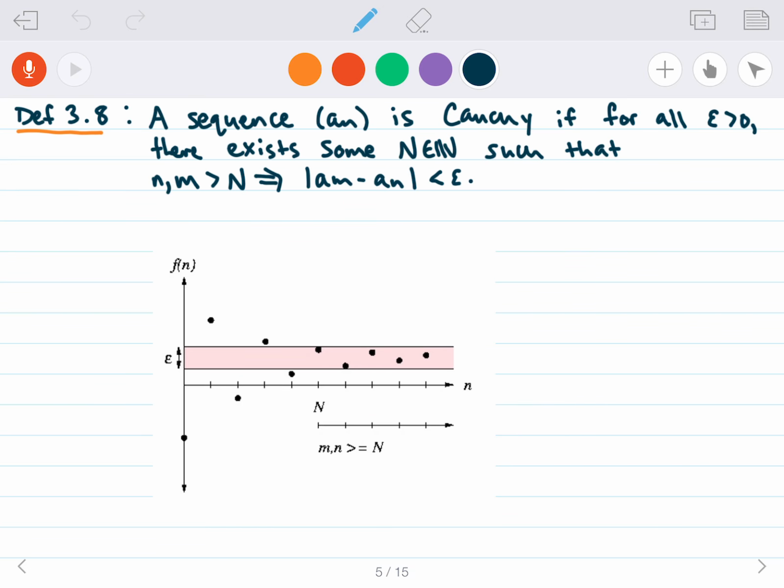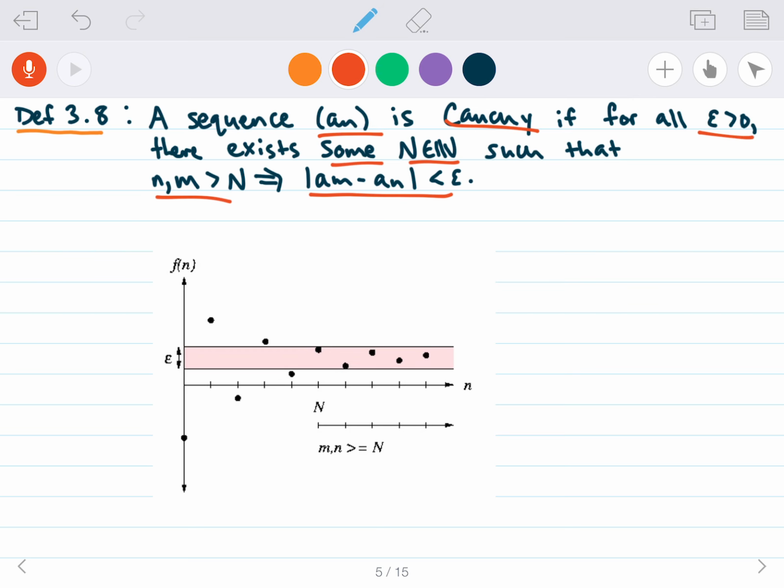Okay, so now we have the following definition. This is going to allow us to get convergence without knowing what our limit is. We say that a sequence, a sub n, is Cauchy if for every epsilon bigger than 0, there is some capital N so that whenever m and n are bigger than capital N, the distance between a sub m and a sub n is going to be small.